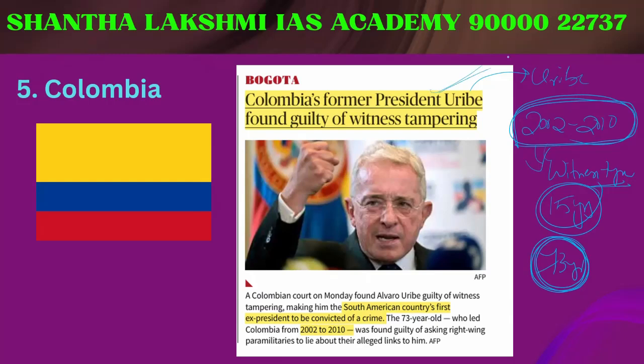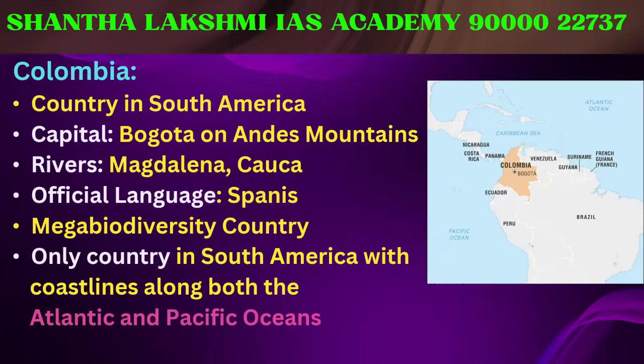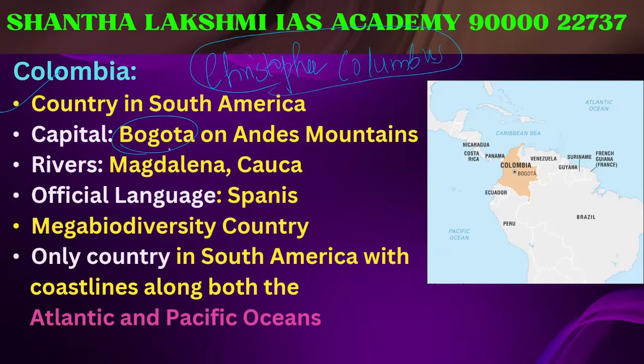Now, let us see the mapping or geographical features of this Colombia. And this Colombia is the only American country which is named after Christopher Columbus. So who is this Christopher Columbus? He is the inventor of this America. So this is a country in South America. Capital is Bogota. And this Bogota is situated on the highlands of the Andes Mountains. And see here, you can see it is Colombia, South American country with its capital Bogota.